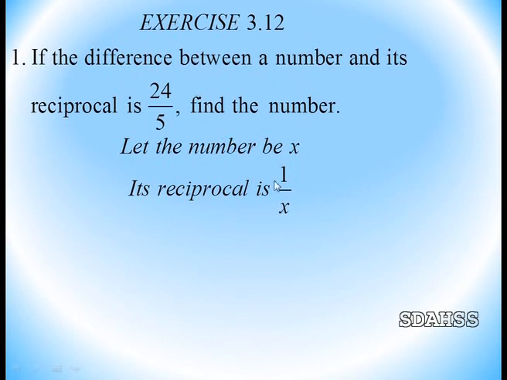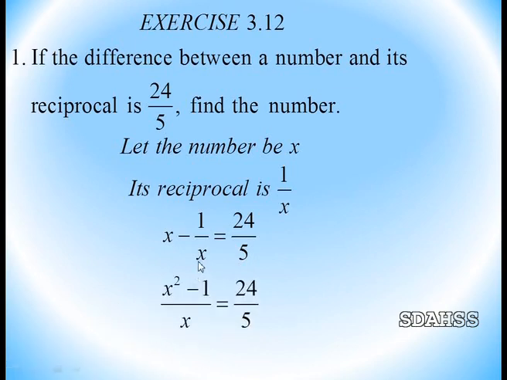Here let the number be x and its reciprocal be 1 by x, and their difference between a number and its reciprocal is 24 by 5. So you have to write x minus 1 by x is equal to 24 by 5. Then take LCM. Here x is the LCM. Then cross multiply. So x into x square minus 1 divided by x is equal to 24 by 5. Then cross multiply. So you have 5 into x square minus 1 equal to 24x.